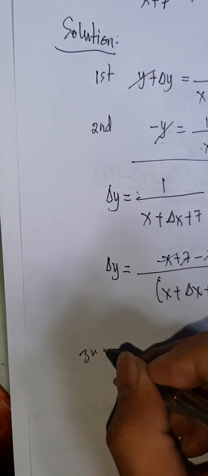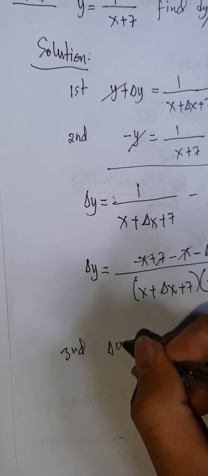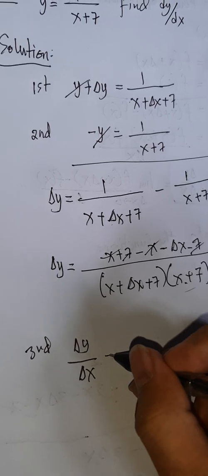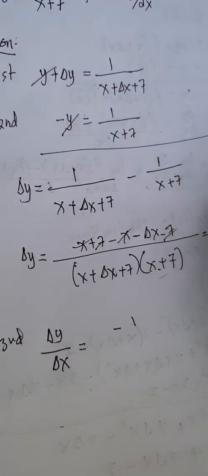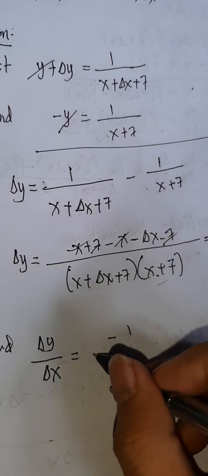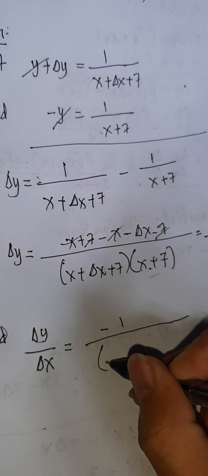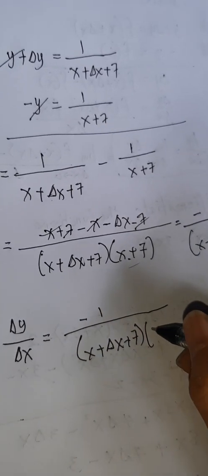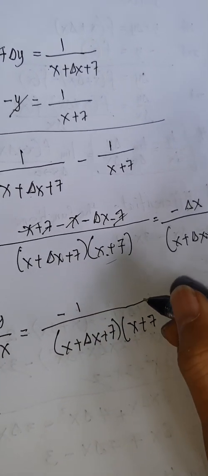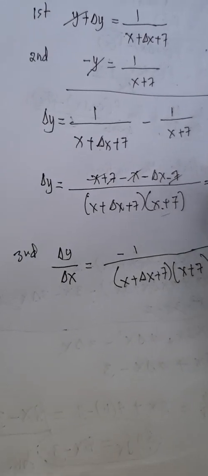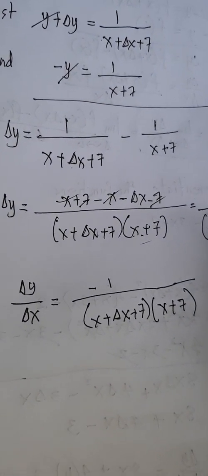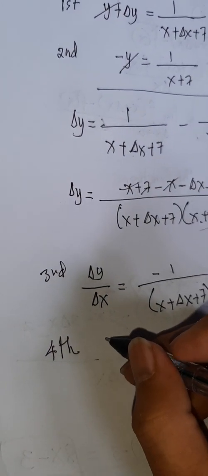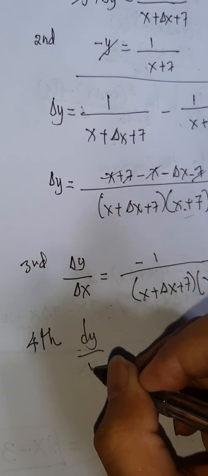The third step is to divide both sides by delta x, delta y over delta x is equal to negative 1. Magka-cancel na yung delta x dito. Negative 1 matitira. Then x plus delta x plus 7, x plus 7. Ayan na yan. And the fourth and last step is to evaluate the limit of both sides, that is derivative of y with respect to x.